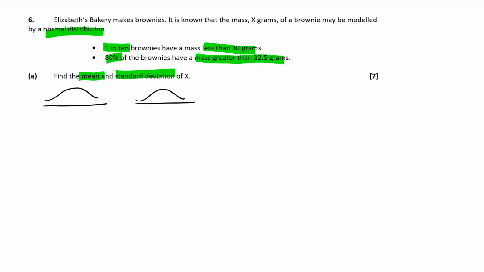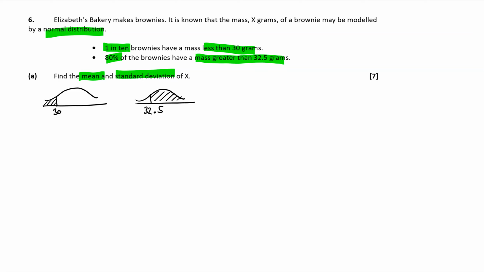We know that 1 in 10 brownies have a mass of less than 30 grams. So that means 10% are less than 30 grams. Okay, so that's going to be at the bottom end of this normal distribution. You're also told that 80% of them have a mass of greater than 32.5. So I know that 80% are larger than 32.5. Also, I could state that 20% are less than 32.5.